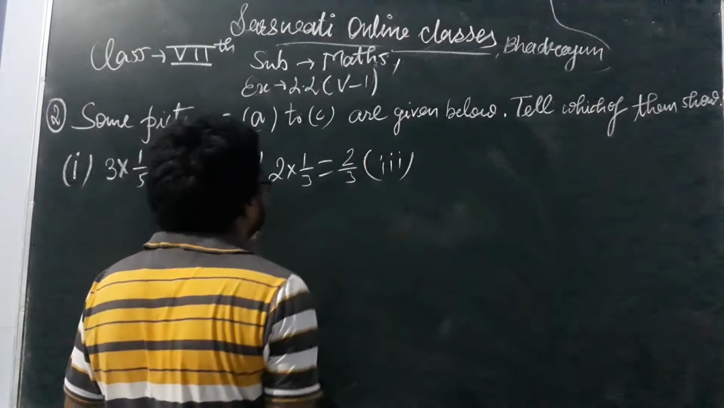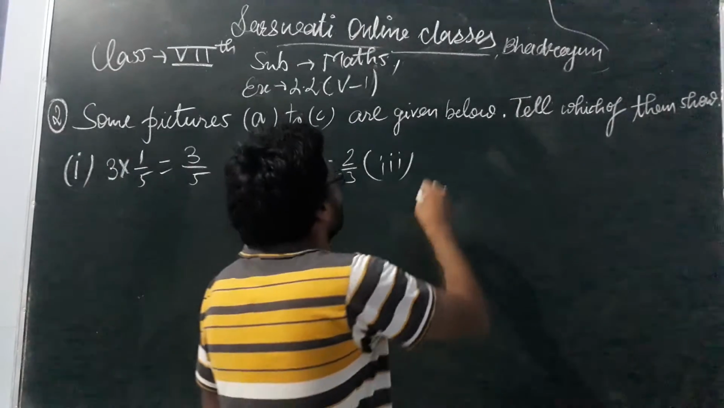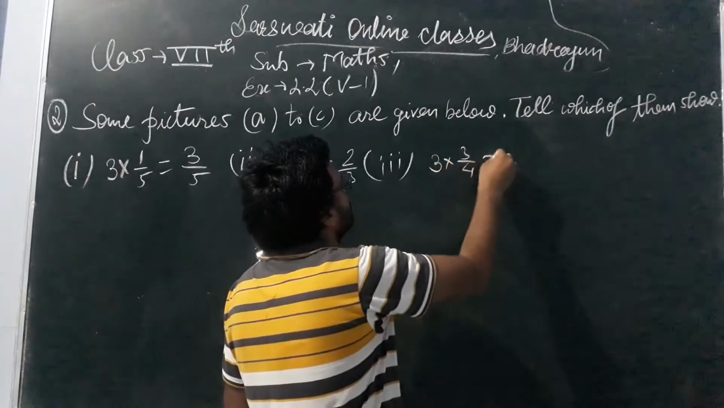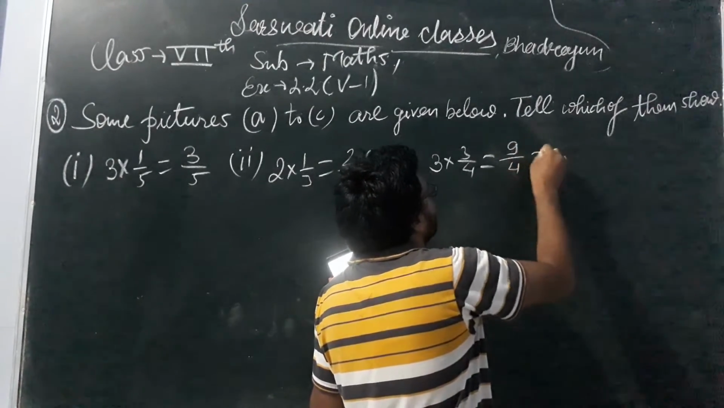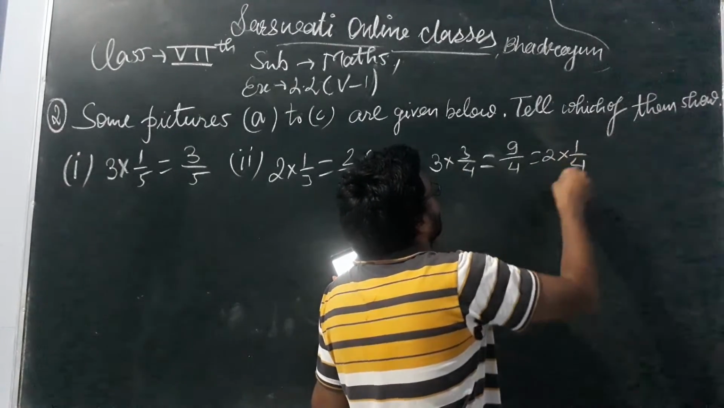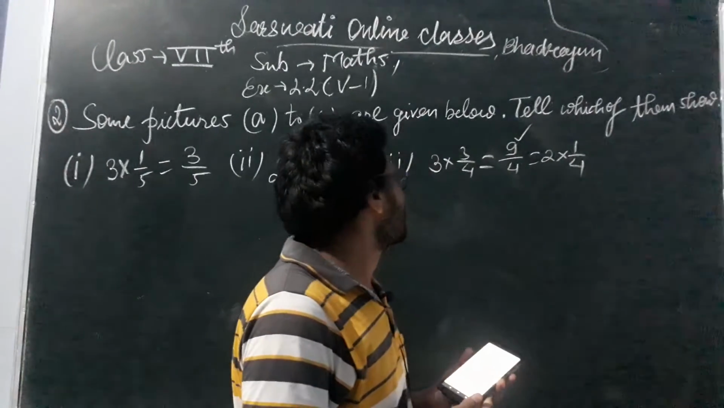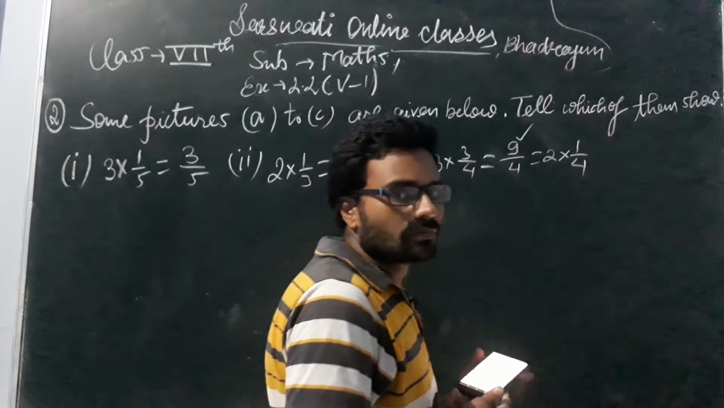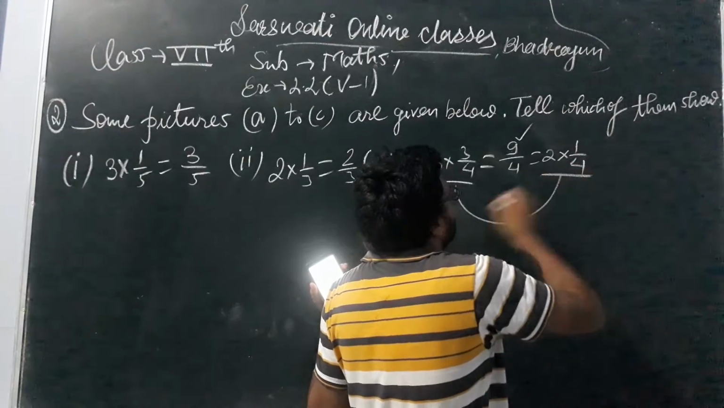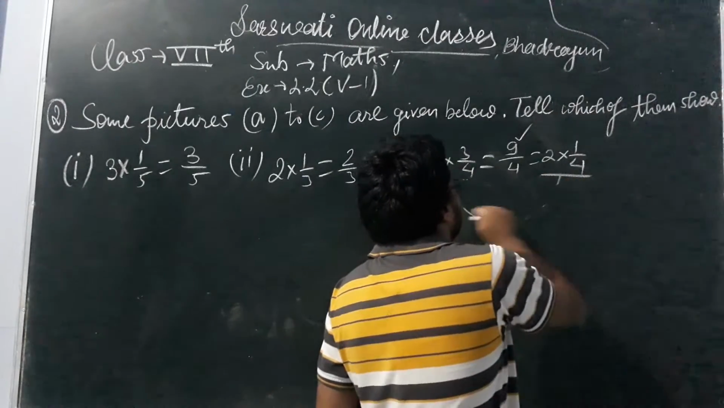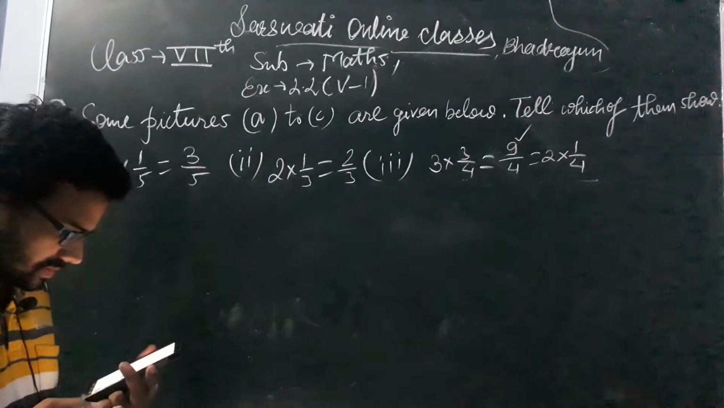Third part is 3 into 3 by 4. This is equal to 9 by 4, which is 2 into 1 by 4. This 9 by 4 I have just written from my side, okay? Because as we know very well, in your book only this part is given as equal to this part, and I have written this one also. Next one is these drawings.